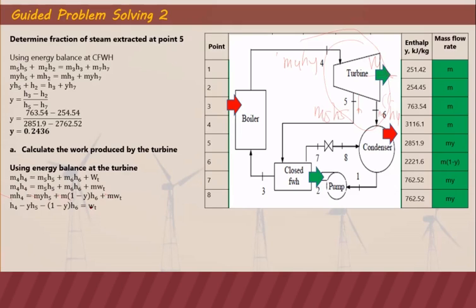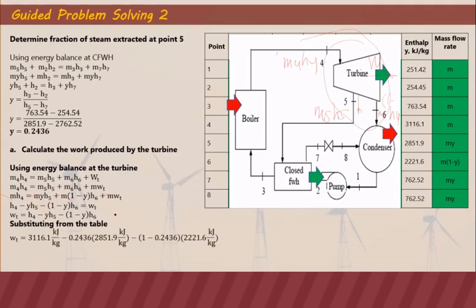The work output of the turbine is just H4 minus Y times H5 minus (1 minus Y) times H6. Since Y is 0.246, and H4, H5, and H6 are already in the table, we can get the work produced by the turbine by substituting those values. So the work produced by the turbine is equal to 741 kilojoules per kilogram.